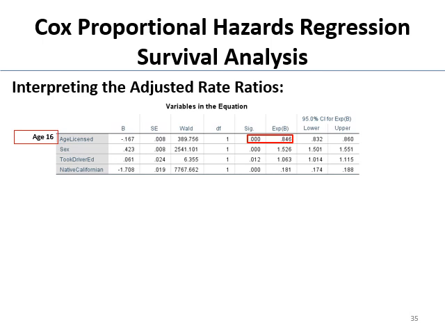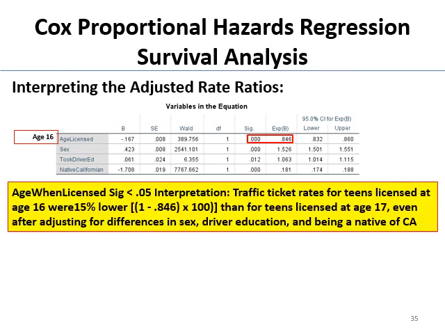It's statistically significant. There's our rate ratio, 0.846. It's roughly like 0.85, right? So it's 15% lower. So first of all, it's sig. Traffic ticket rates for teens licensed at age 16 are about 15% lower than for teens licensed at age 17, even after adjusting for differences in sex, driver's education, and being a native Californian. So remember, it was like 17% before. So a little bit was confounding, but overall, nope. 16-year-olds still have lower ticket rates.